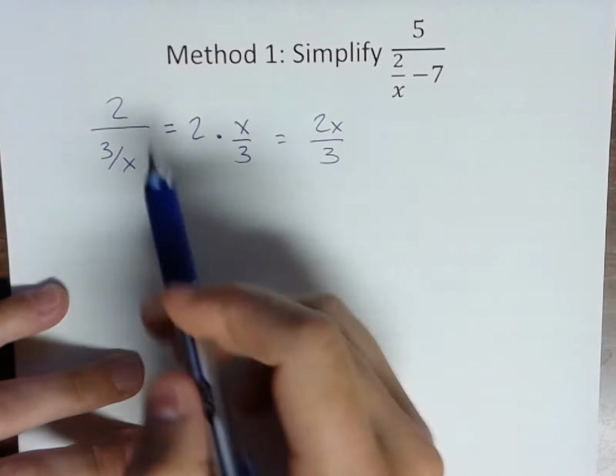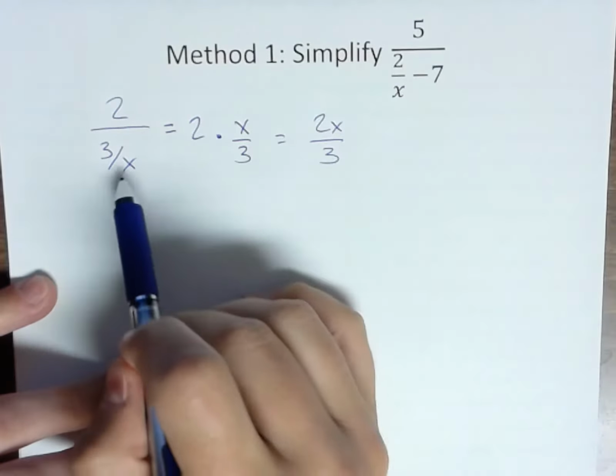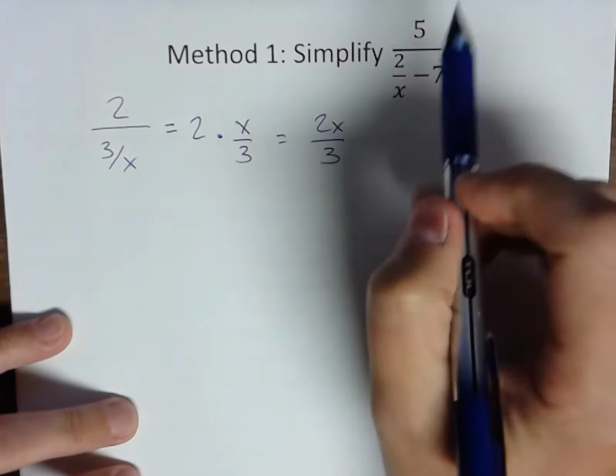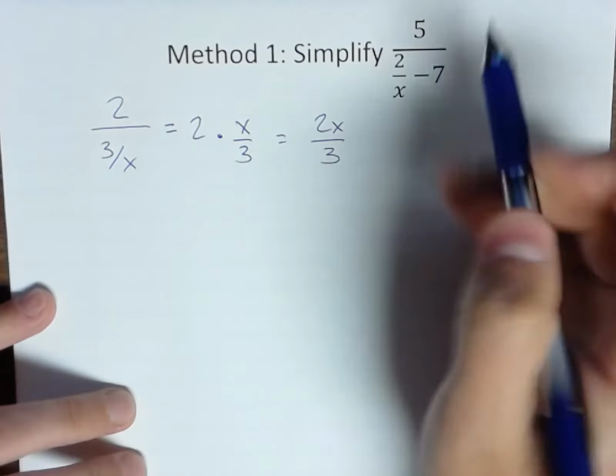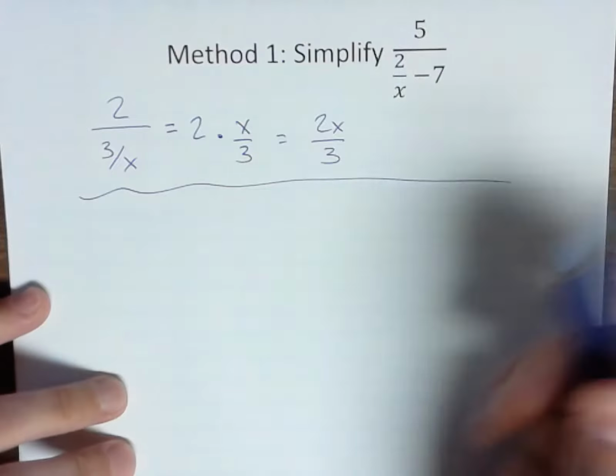So the goal with method one is you want to turn this into something like this that then I can just multiply by the reciprocal. And to do that, we're going to need a common denominator here. That was just to illustrate what we want to do here.